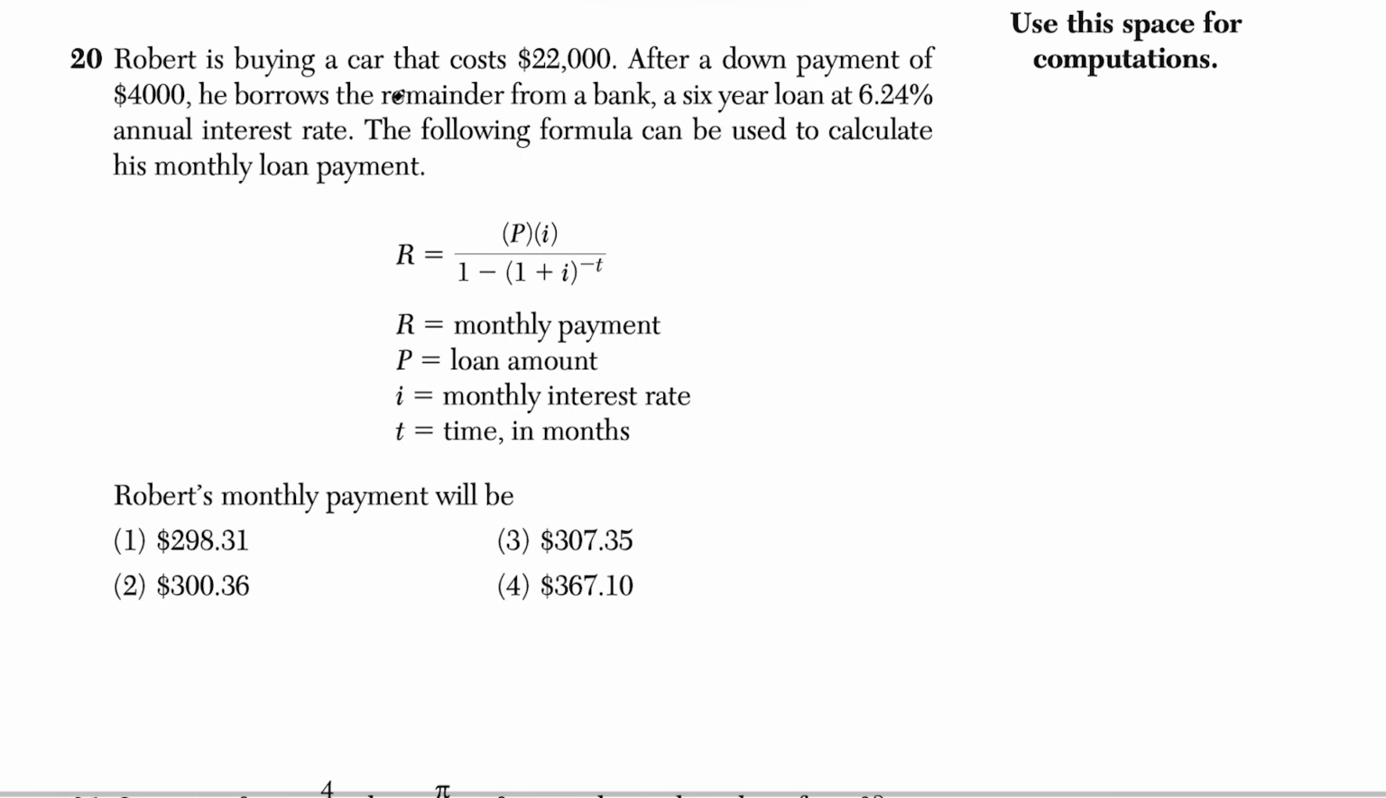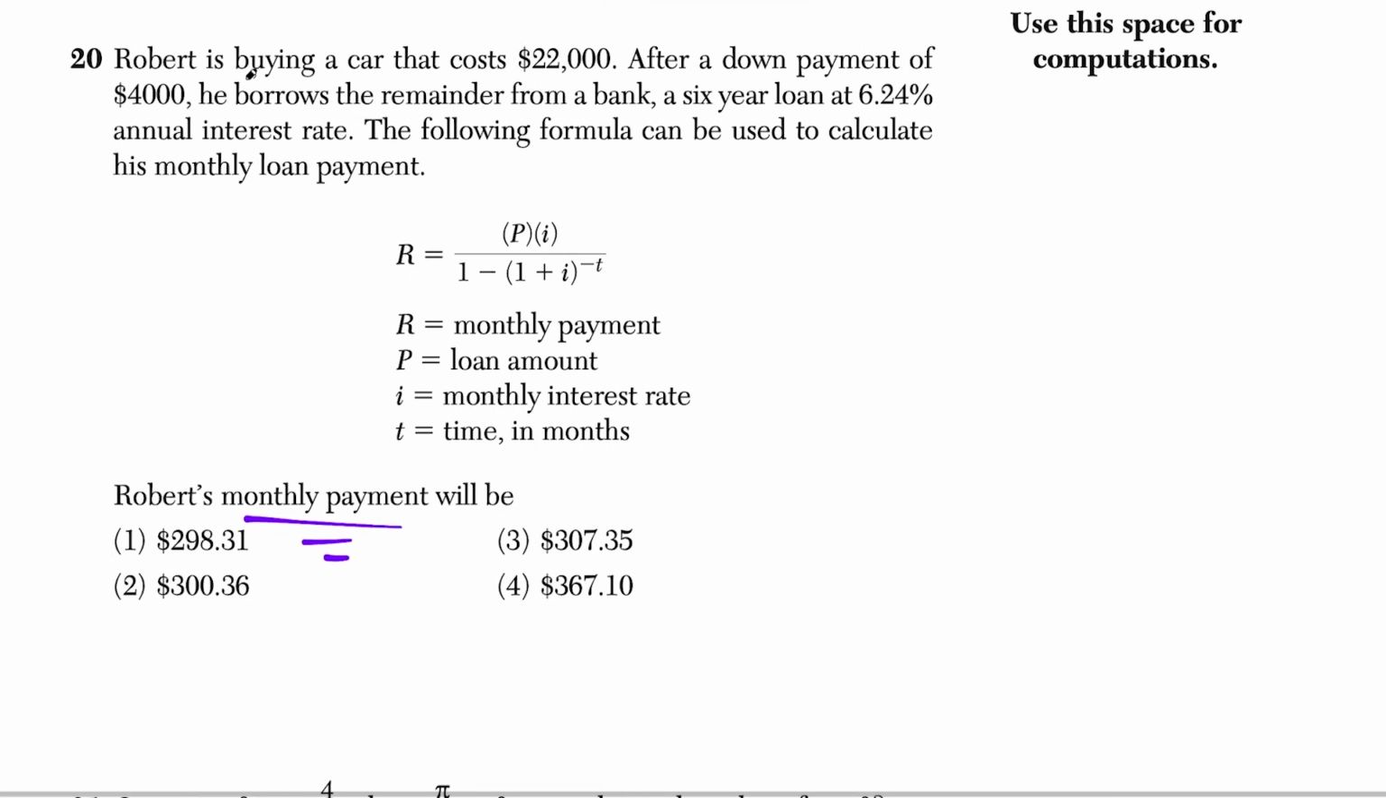Question 20, Robert is buying a car that costs $22,000. After a down payment of $4,000, he borrows the remainder from a bank, a 6-year loan at 6.24% annual interest rate. The following formula can be used to calculate his monthly loan payment. And here's this crazy formula over here. And we want to know what Robert's monthly payment will be. So for this one, we just have to go piece by piece and find everything in the question.